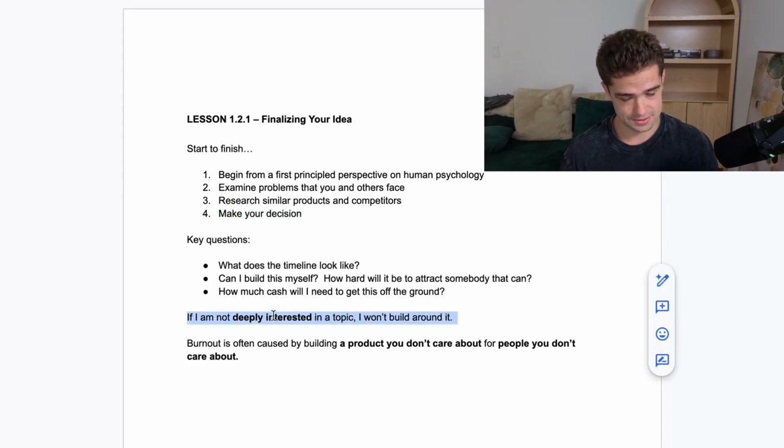This is of paramount importance to me. I've said it before, I'll say it again and again. If I'm not deeply interested in a topic, I will not build around it. This was not always true. I did give a hand at projects where I thought that there was significant opportunity, specifically economic opportunity. And every single time I burnt out.